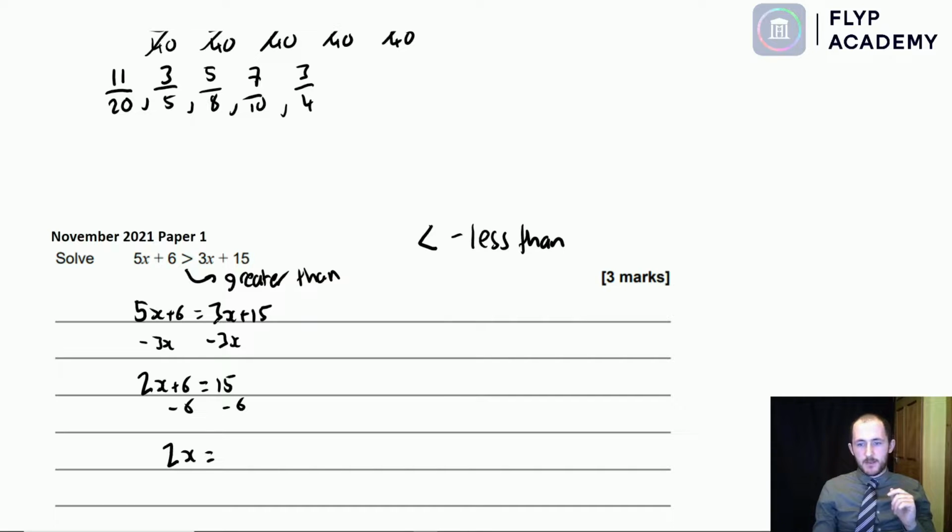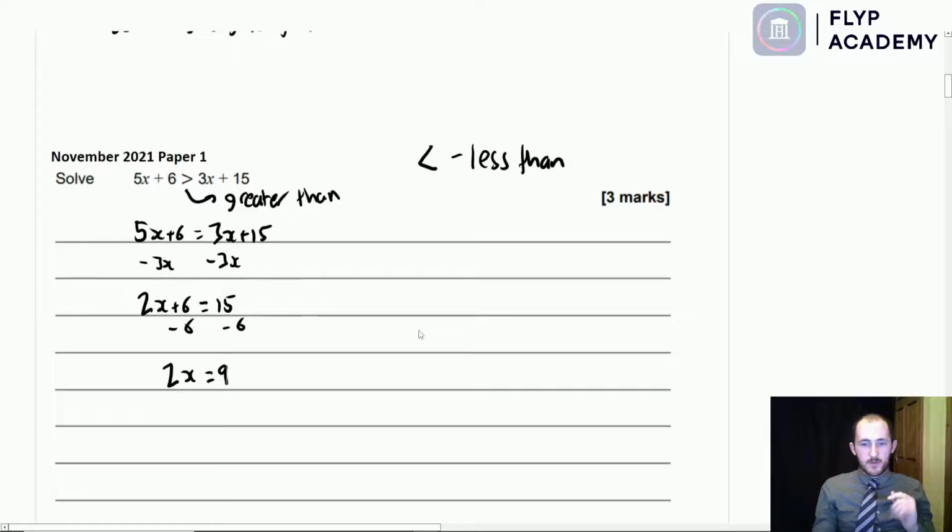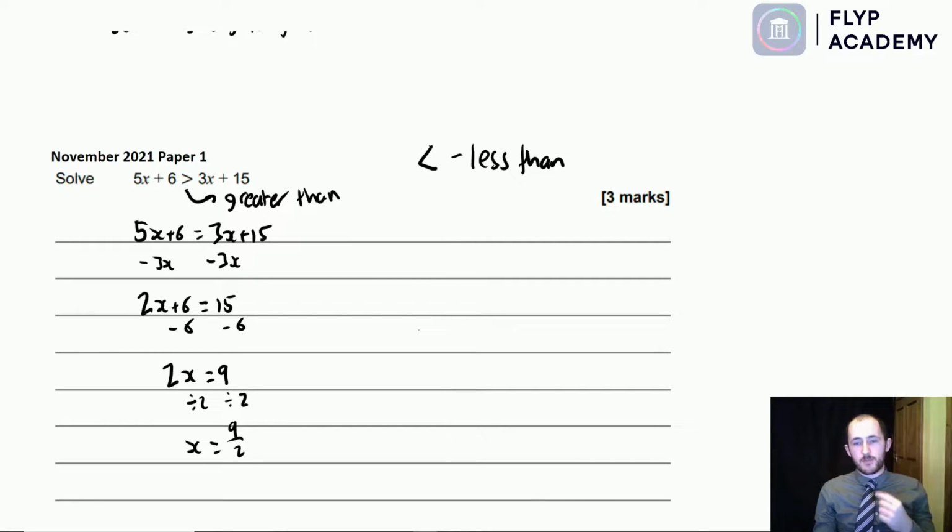And 15 minus 6 gives me 9. Then divide both sides by 2, and we get x equals 9 over 2, but we're not done. Since I changed it from a greater than sign, I need to change it back. So I just replace it as x is greater than 9 over 2. Literally nothing else changes, and that's 3 marks. Not too bad, I think.